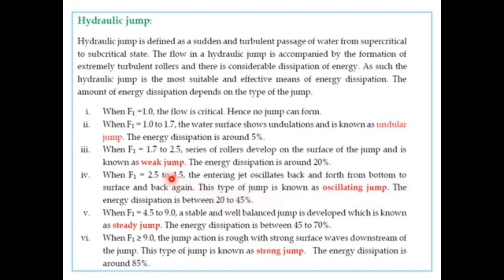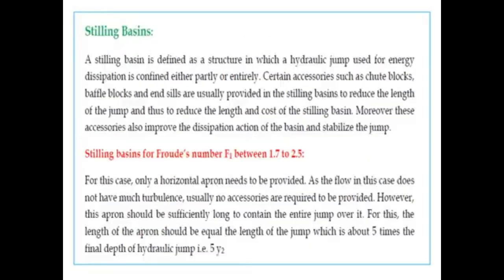When the Froude number is greater than 4.5 and less than 9, a well-balanced and stable jump is formed, which is known as a steady jump. Energy dissipation will be more than 45% and may go up to 70%. But when the Froude number is greater than 9, the jump action is very rough with strong surface waves formed downstream of the jump, and this is known as a strong jump, but the energy dissipation may go as high as around 85%.